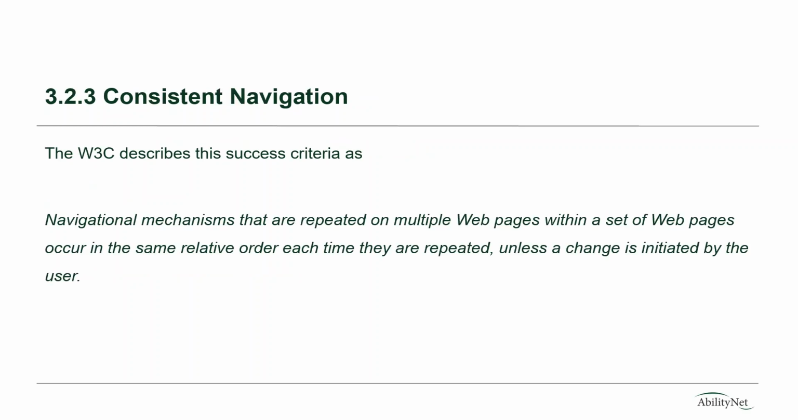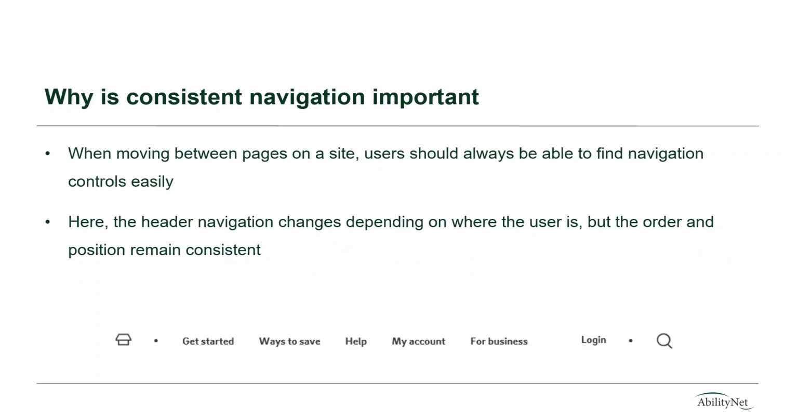Okay, moving on to 3.2.3, consistent navigation. This concerns repeated navigation blocks, and it's described as navigational mechanisms that are repeated on multiple web pages within a set of web pages, occur in the same relative order each time they are repeated, unless a change is initiated by the user. So why is this important? Well, when moving between pages on a site, it's important that users have a feel of consistency. They should always be able to find controls very easily that help them navigate through the site, that get to a previous page, continue on to another page, and so on.